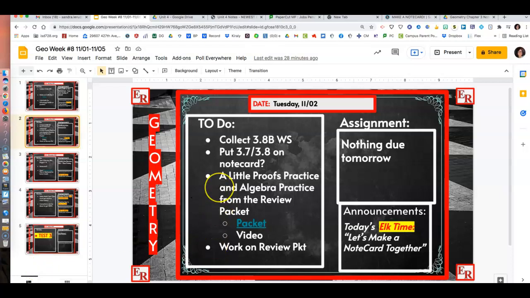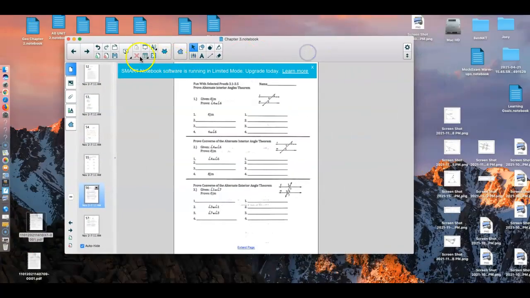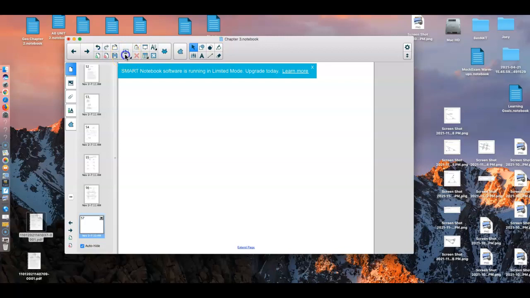All right, so first thing we're going to do, we're going to start our note card together, and this is, what's the date? Tuesday the 2nd. I have a lot of people gone, so I will be recording. We're going to start and put the last 2 sections on the note card.